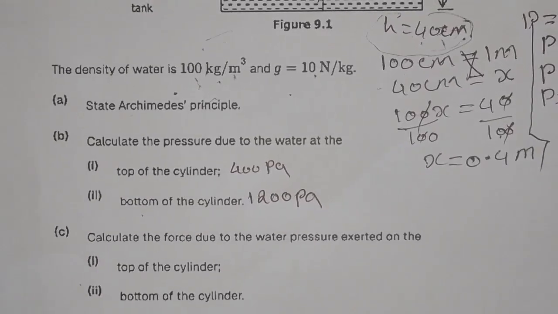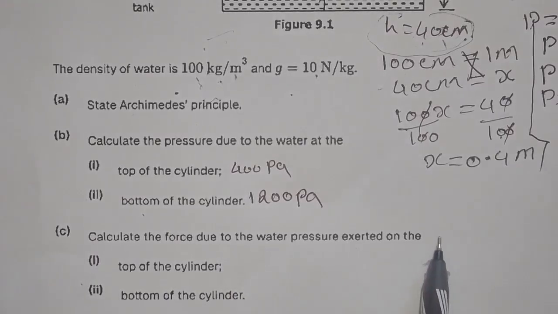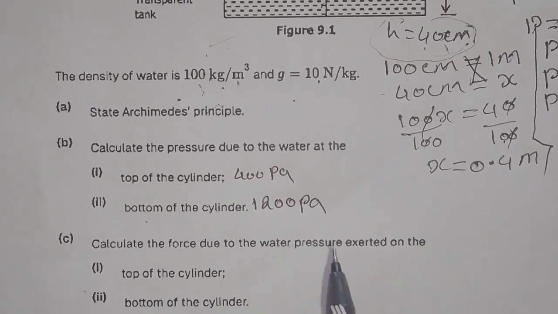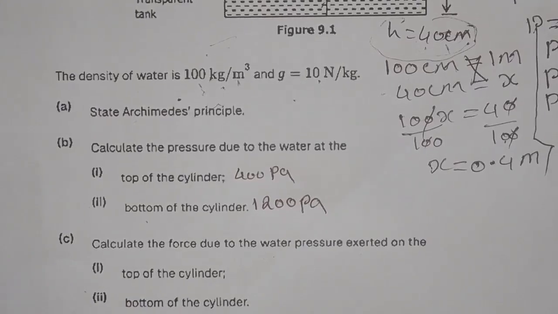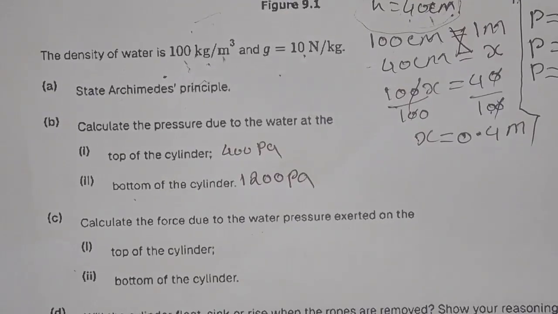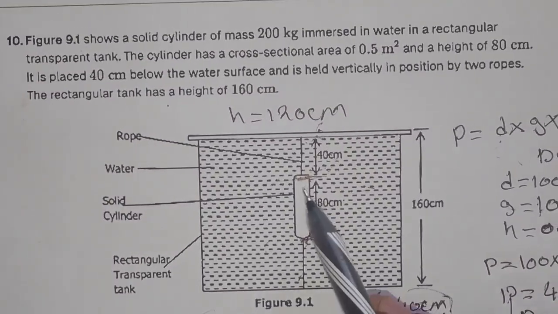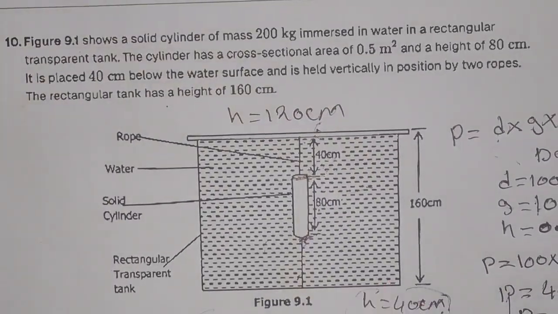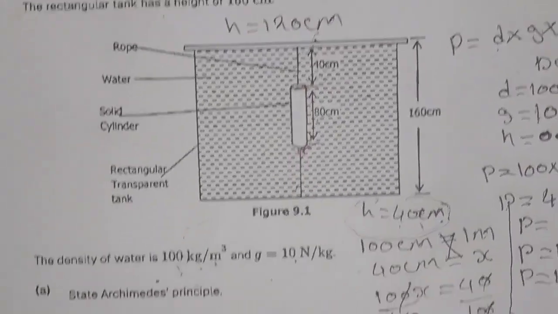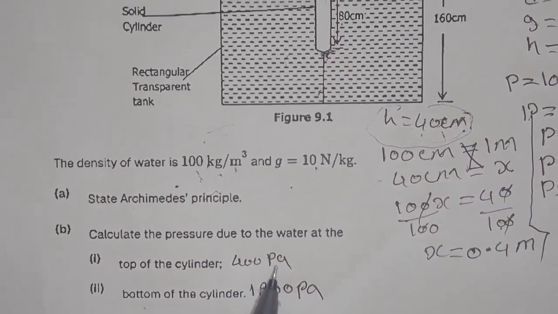Okay, so we have part C here, which reads: calculate the force due to the water pressure exerted on the top of the cylinder and the bottom of the cylinder. Okay, so they want us to calculate the force that is exerted on the top of the cylinder. So remember, we found the pressure here on the top of the cylinder. That was question B1, and we found pressure to be 400 pascals.